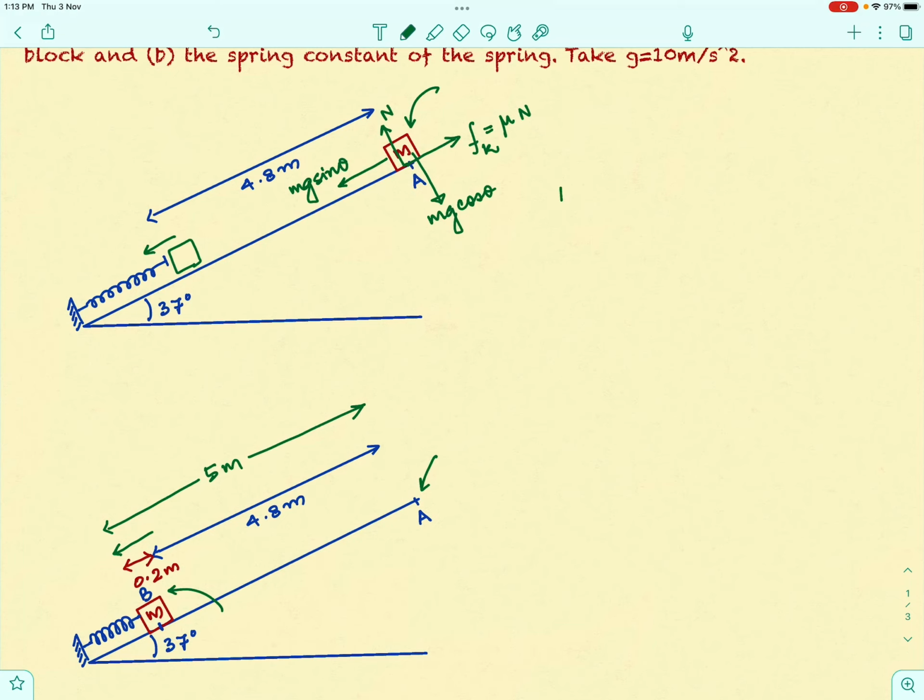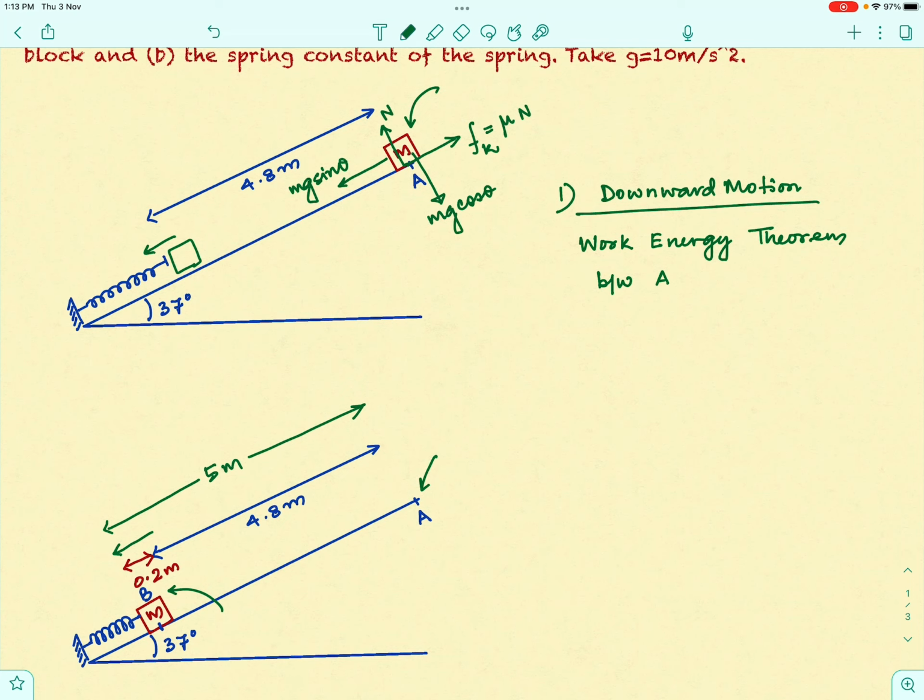So, for the first part, which is the downward motion of the block, we can say that using the work energy theorem, when used on the block between the points A and B.